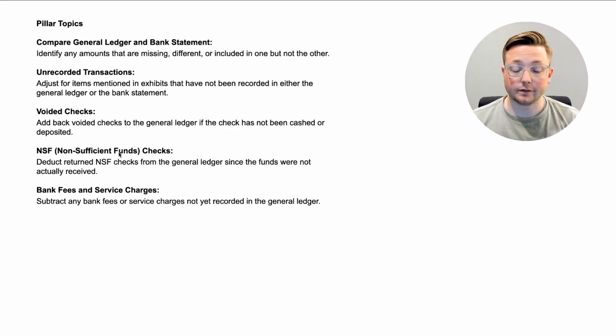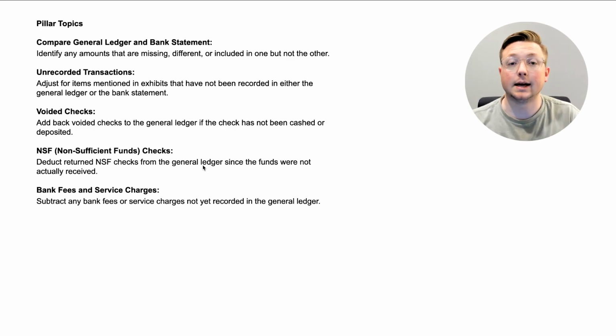And then the non-sufficient funds checks, these are added at first because it's just a normal check to you, but then you have to actually deduct them when it comes back as a non-sufficient funds check because, again, the general ledger already recorded it as cash, but they didn't actually get that money, so you have to take it out. And again, the bank is not going to actually record that non-sufficient funds check because they're waiting for that money to actually get added to the bank account.